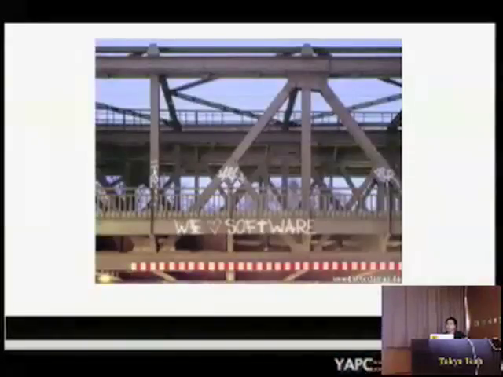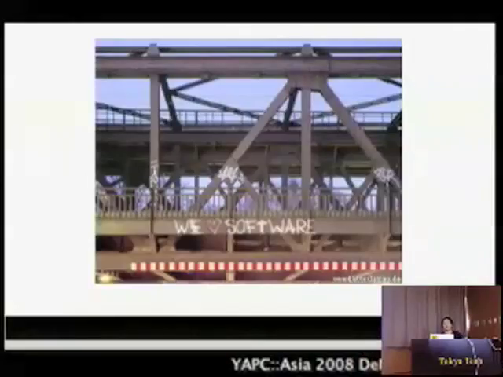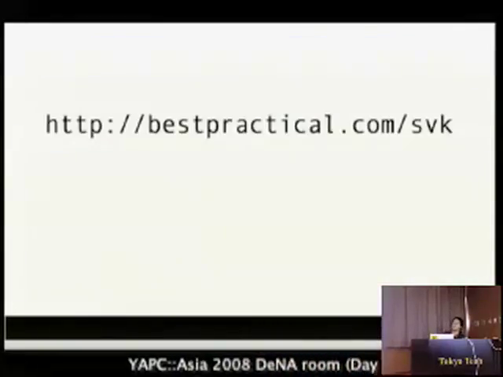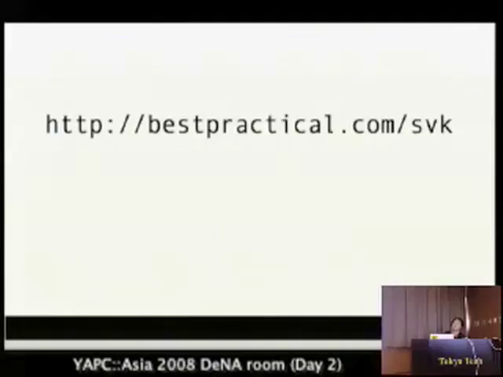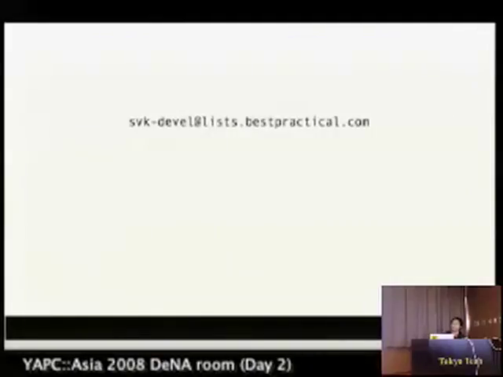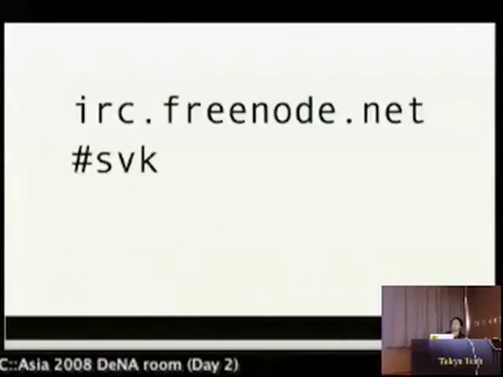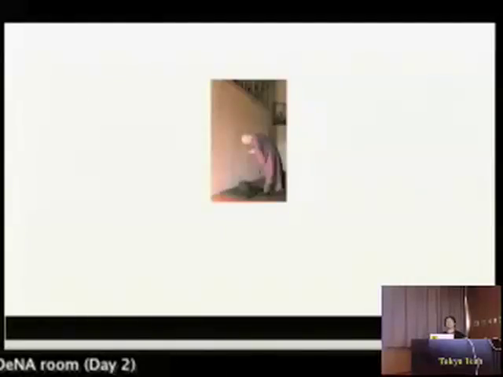So hopefully when we get through not hating version control systems, we can write better software and then love software. So SVK is at this URL, bestpractical.com/SVK. And the mailing list is here. And then the IRC channel is on Freenode, #svk. So any questions? Yes.